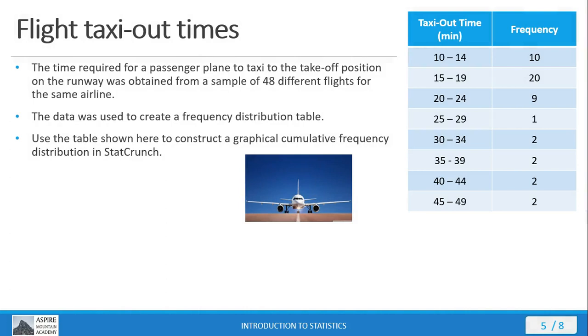Okay, let's practice what we've just learned to solve an example problem. Here we have a frequency distribution table for the taxi out times for a sample of 48 flights. The taxi out time is how long it takes a passenger plane to taxi out to the takeoff position on the runway. Now, can you take this frequency distribution and create a graphical form of the cumulative frequency distribution?